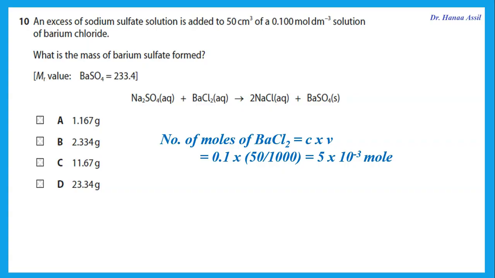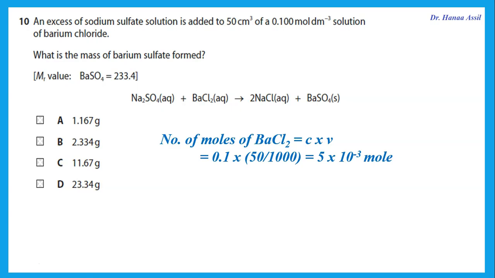This is a solution, so concentration times volume. Please divide the volume by 1000 to change it to dm³. This gives me the number of moles of barium chloride. Step 2, we look at the equation. Relate the number of moles of what we got to what he's asking about.